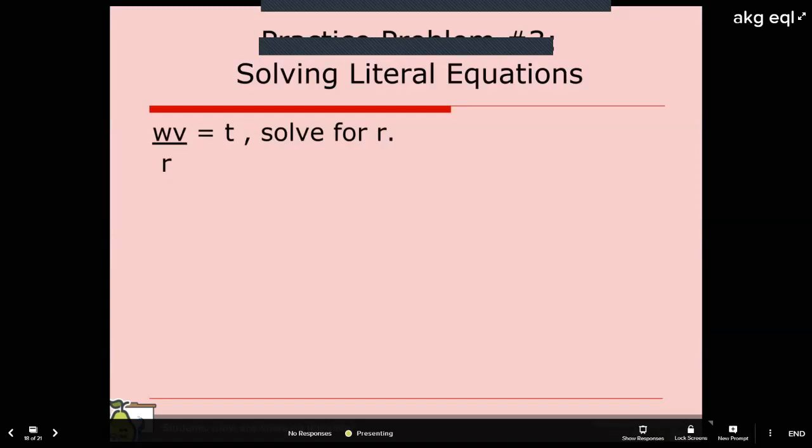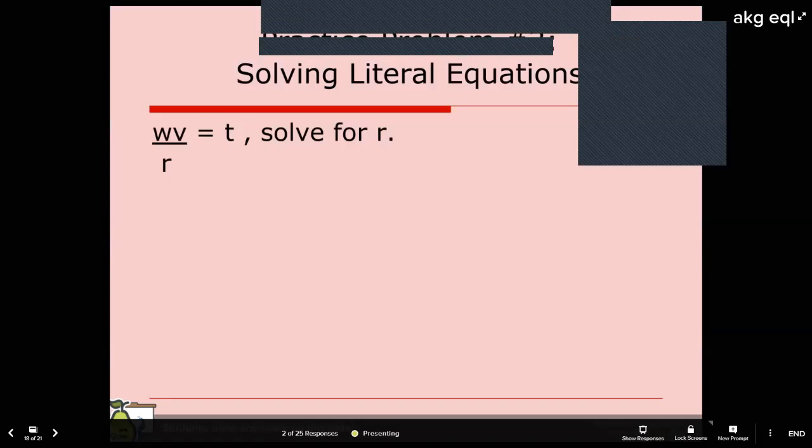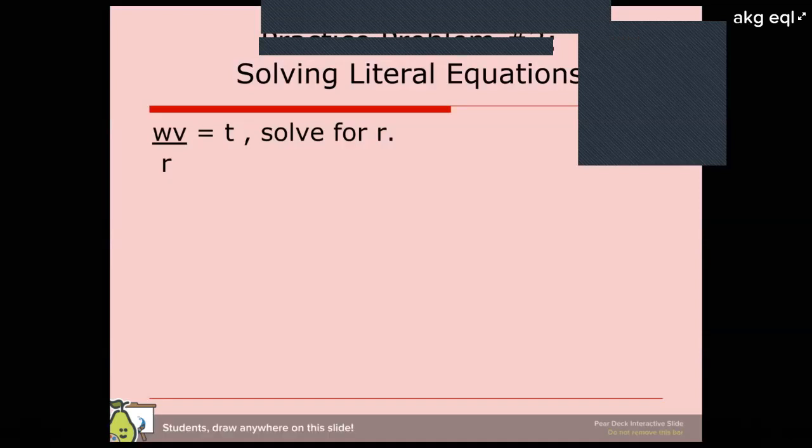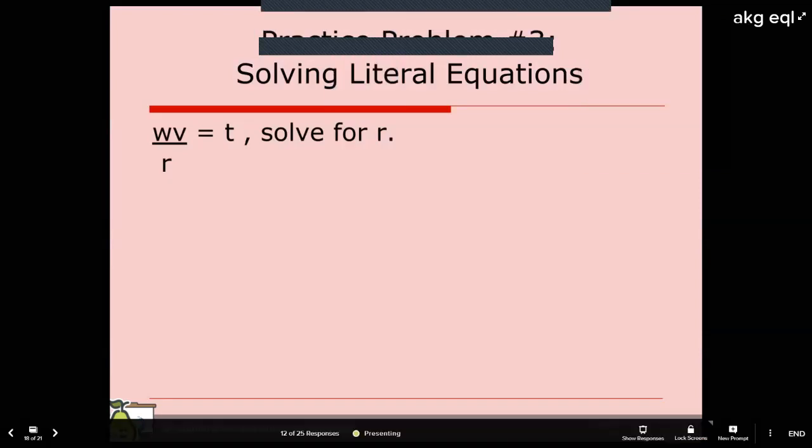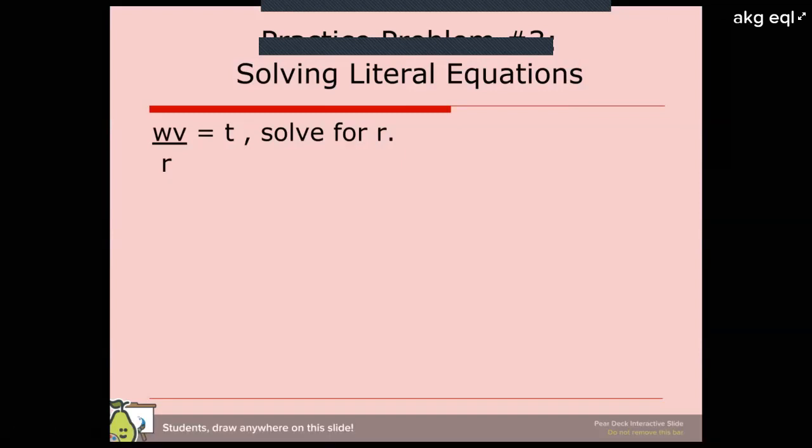All right. So go ahead and solve for this one. You have wv divided by r equals t, and you're going to solve for r. All right, so let's take a look at this one. So I see some people got it, which is great, but some people got a little confused. So let's take a look.